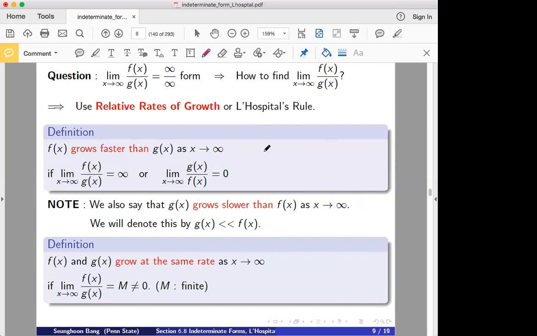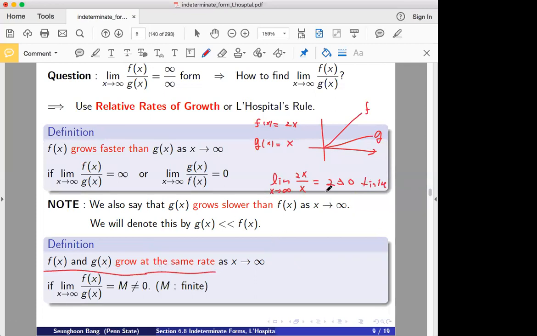Does this make sense? I'm going to give one more example. f of x equals 2x, and g of x equals x. What does the graph look like? The graph is like this. This is f, and this is g. So we can calculate the limit as x approaches infinity of f of x over g of x, which is 2x over x. The x is crossed out, only 2. We have a non-zero finite number. What does it mean? f of x and g of x grow at the same rate. Does this make sense?